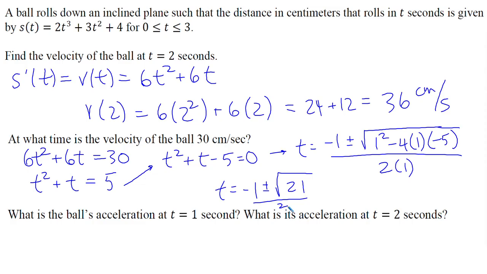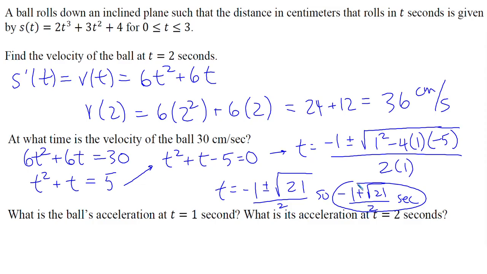So we just have to decide which of these makes sense. And negative 1 minus root 21 is clearly a negative time, so we're going to disregard that. And our answer will be negative 1 plus root 21 over 2 seconds. And that'll be the time when our velocity is 30 centimeters per second.